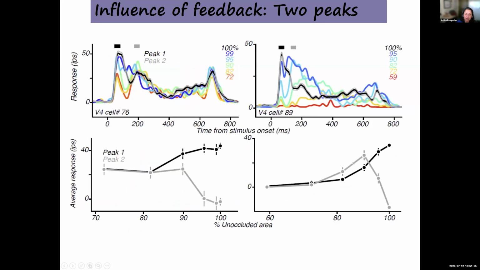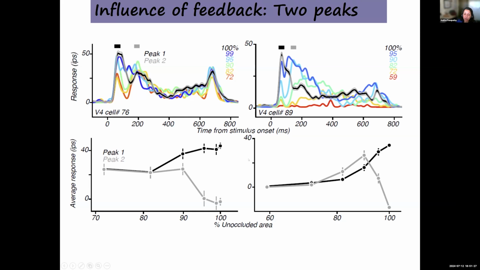Here are two other examples, again, showing two transient peaks. Again, during the first transient peak, response is strongest for the unoccluded stimulus. That is definitely not the case for the second peak. The response is stronger for intermediate levels of occlusion during the second peak.